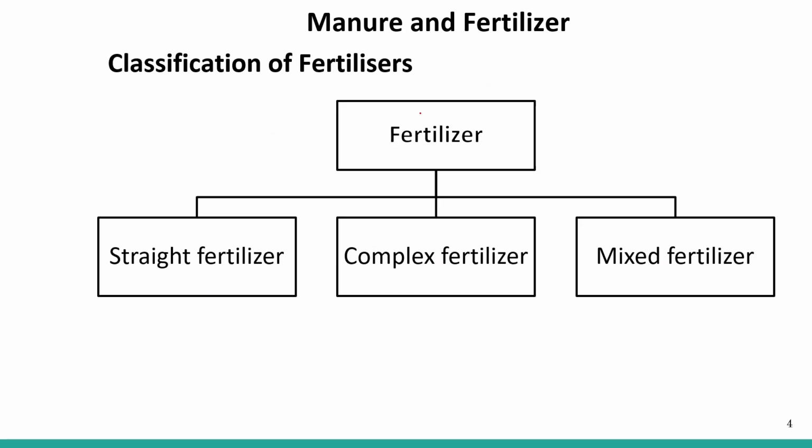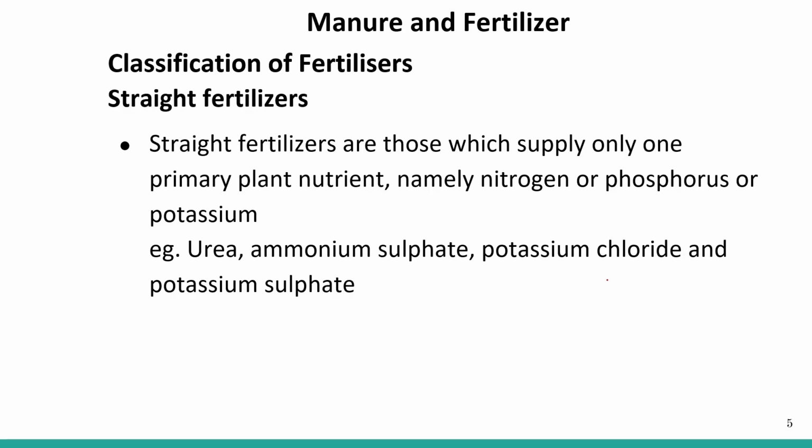Now the classification of fertilizer. The classification shows that we have three different types of fertilizer: straight fertilizer, complex fertilizer and mixed fertilizer. So we will see what these three different types of fertilizer are. The first one is the straight fertilizer. Straight fertilizers are those which supply only one primary plant nutrient, namely nitrogen or phosphorus or potassium.